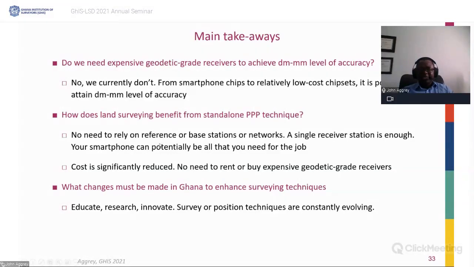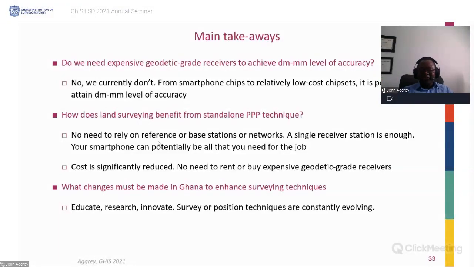The second aspect is how can land surveying benefit from this standalone PPP technique? First of all, I think it would really cut down on cost because you don't need to rely on a reference or base station or even a network of stations for your work. You don't need any of that. All you need to do is get a single receiver, and that should be well enough for you to do your work with. So you don't need to wake up in the morning and set up a base station before you go to the field to do any kind of work.